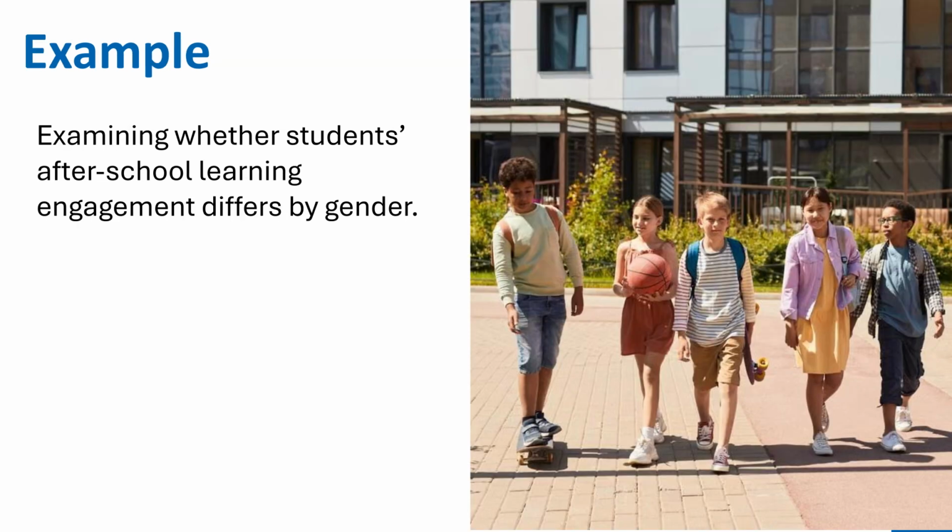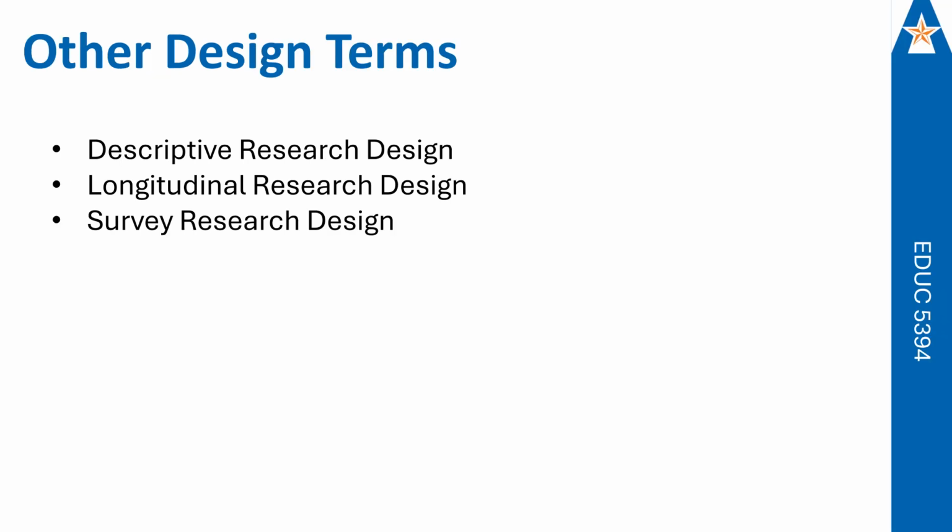This example compares after-school learning engagement between male and female students. Because gender is a naturally occurring characteristic, researchers do not manipulate the grouping variable or randomly assign students. Let's quickly review other design terms mentioned in the textbook.